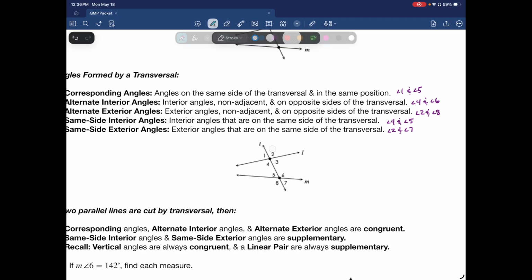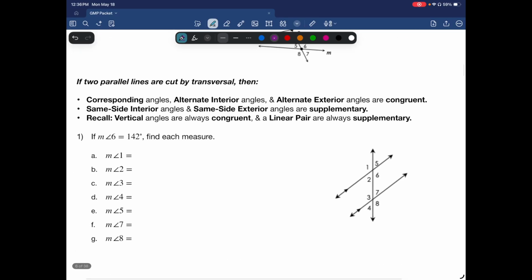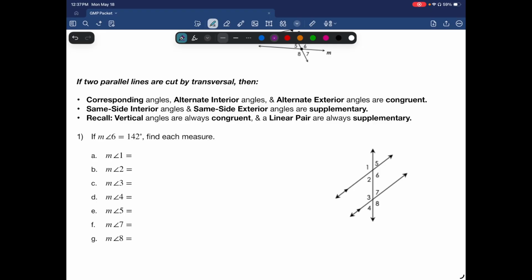Okay, so there's that. Now, if L and M happen to be parallel, then these relationships take on a new meaning. If the two parallel lines are cut by a transversal, then corresponding angles, alternate interior angles, and alternate exterior angles are all congruent. And if the two lines are parallel, then same side interior angles and same side exterior angles are supplementary, which means they add up to 180. And don't forget, we've already talked about in the previous lesson that vertical angles are congruent and a linear pair is supplementary.